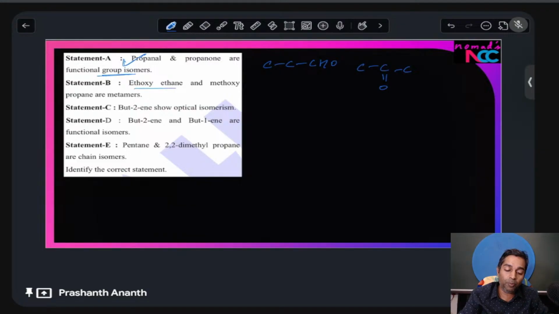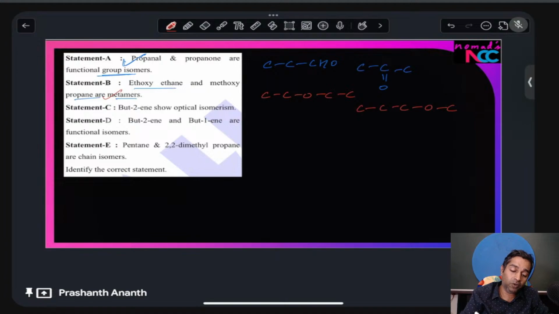Ethoxyethane and methoxypropane are metamers. Ethoxyethane is this one here, and methoxypropane is propane with a methoxy. So yes, they are metamers. This is also correct, so statement B is also correct. They're asking to identify the correct statement, so let's finish off everything here and see.